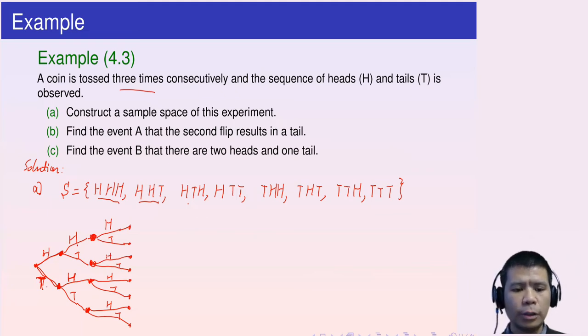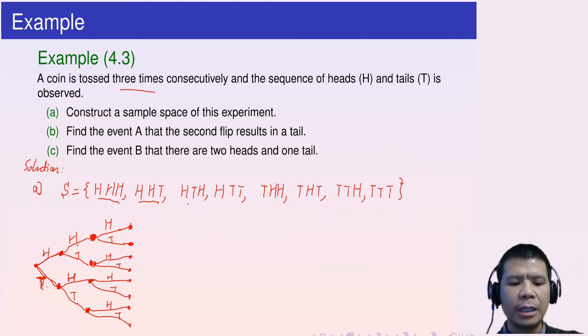So after these 3 tosses, I may get head, head, head, I will end up here, head, head, tail, I will end up here, head, tail, head, I will go here, head, tail, tail, I will be here, tail, head, head, I will be here, tail, head, tail, I will be here, tail, tail, head, here, and tail, tail, tail, I will be at the bottom. Right? So it seems like that's all the possible locations after 3 tosses.